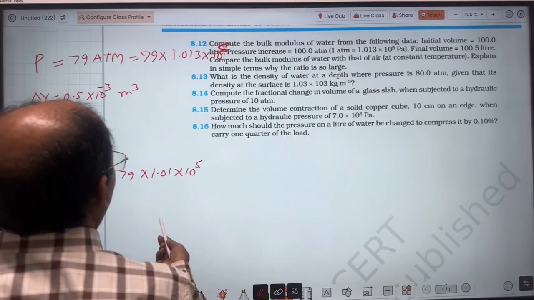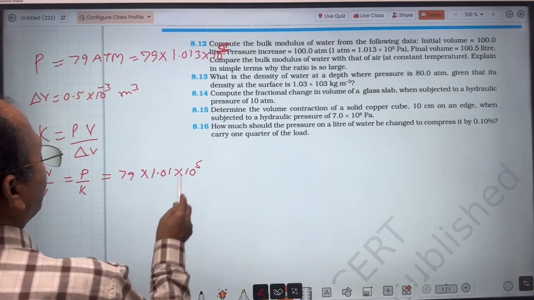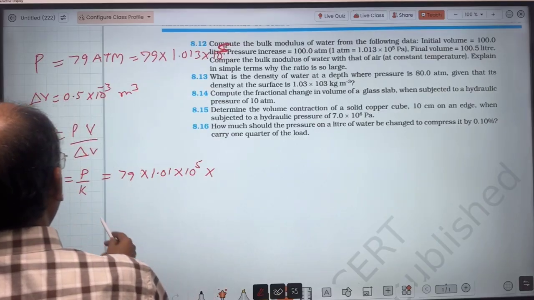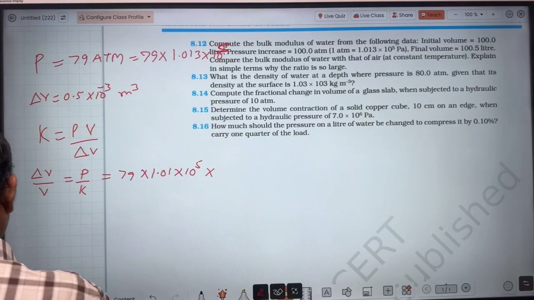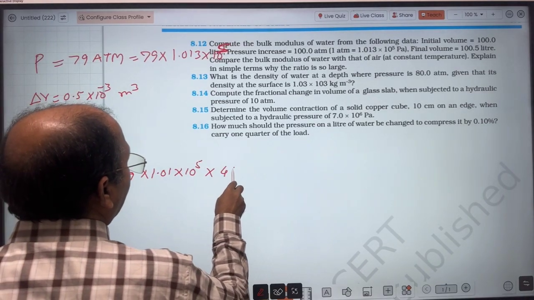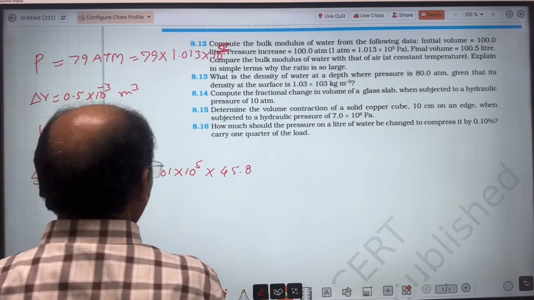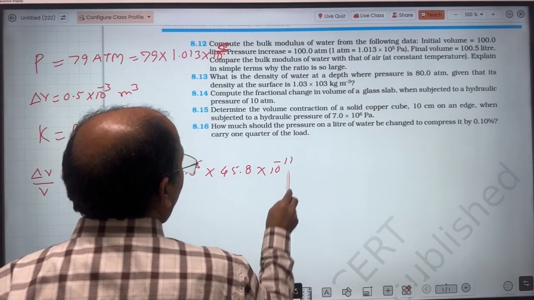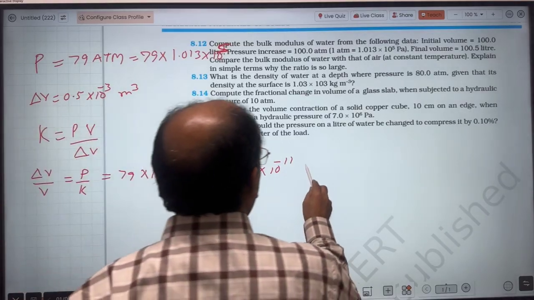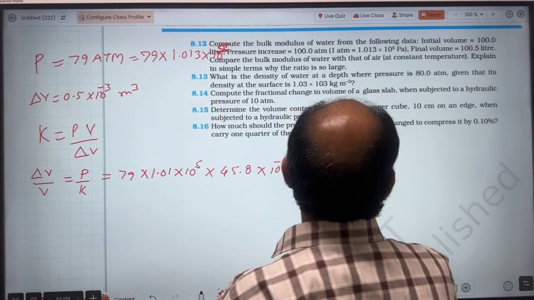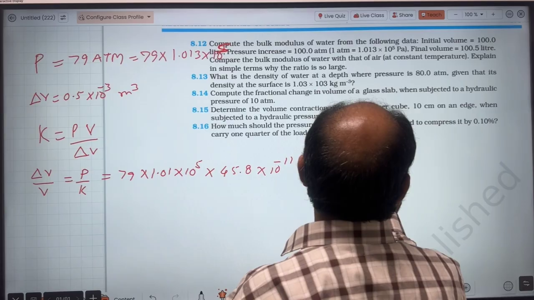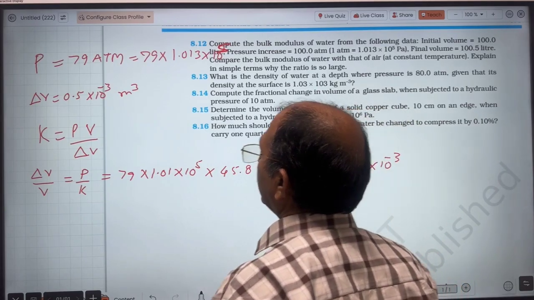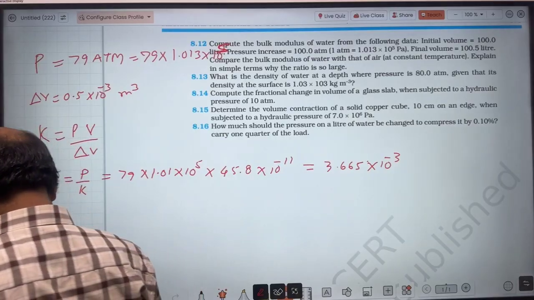upon K. K is bulk modulus, and 1 upon K is compressibility. If compressibility is given in the question, something will be given, either bulk modulus or compressibility. If compressibility is given, 1 upon K will be the compressibility. So here I am writing the value of compressibility, 45.8 into 10 to the power minus 11. And then we can simplify it. So we will get how much? 3.665 into 10 to the power minus 3. So up to here there is no problem.